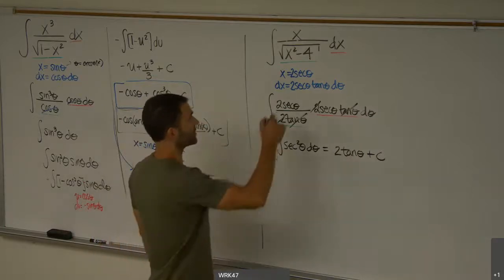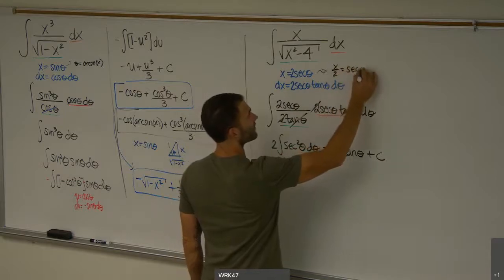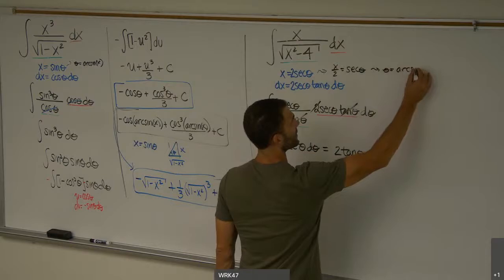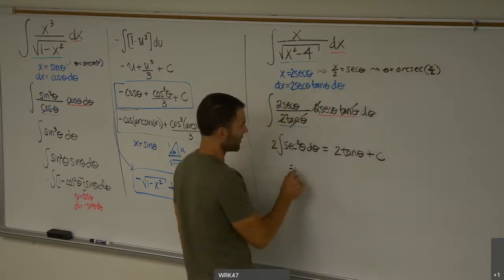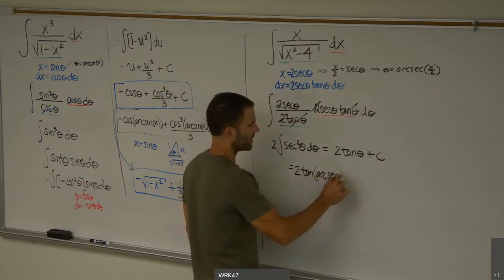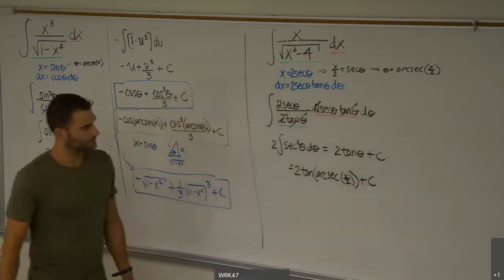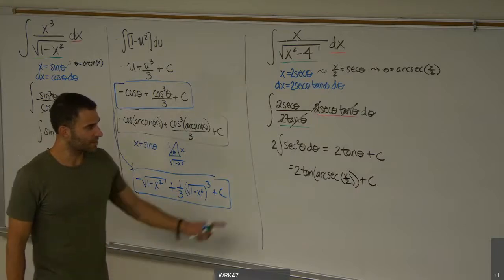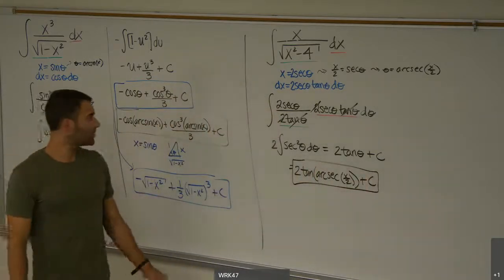Now, of course, we need to back substitute, right? So in this case, we would divide both sides by 2. And then that means theta is arc secant of x over 2. And so I'd go back down here and I'd write my answer as 2 tangent of arc secant of x over 2 plus c. Replacing theta by arc secant of x over 2. And while that's a great answer and perfectly fine, box it and move on our way, I'm going to clean it up a little bit.